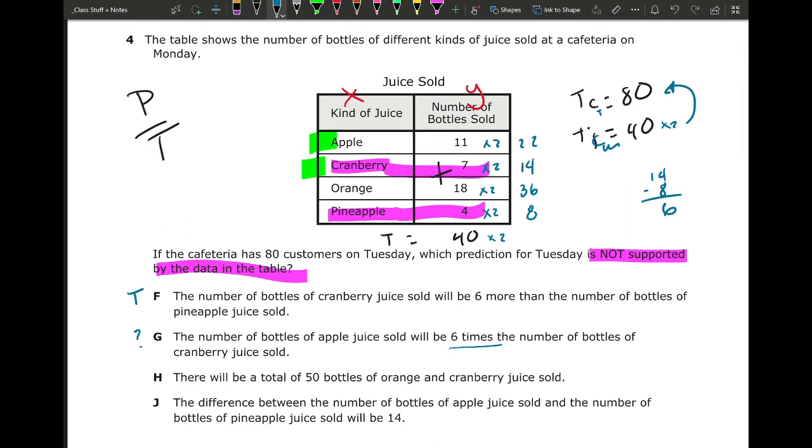Let's see. H: there will be a total of 50 bottles of orange and cranberry juice sold. Orange and cranberry: 36 plus 14, is that 50? Yes. So this is also a true statement. And the last one: the difference between the number of apple and pineapple will be 14. 22 minus 8 is 14. So this is also a true statement.